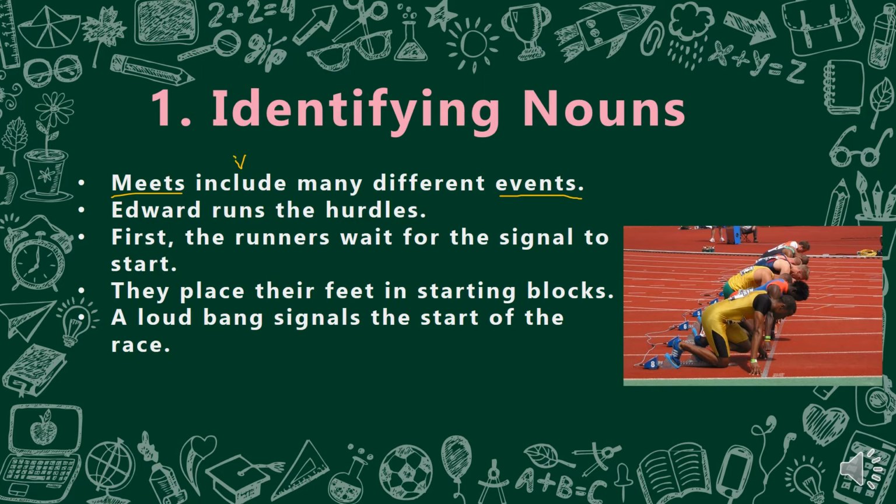Okay, number 2. Edward runs the hurdles. You know what are the hurdles? Hurdles, these obstacles that the runner, while they are running, has to jump over. Okay, so Edward is a name of a person. So it's a proper noun. We said we're going to also include the proper nouns. So Edward, I like this name. And runs, obviously it's the verb. The, an article. What about hurdles? This is a name of a thing. This thing that they jump over.